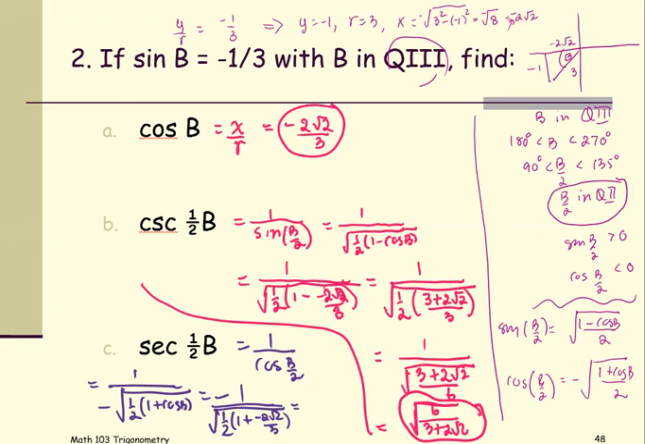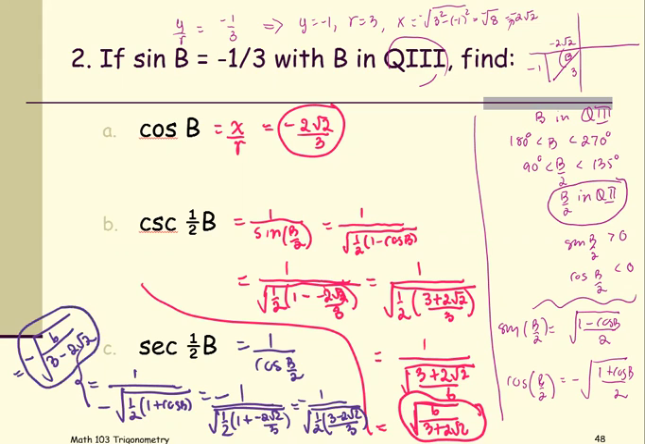Simplify the fraction inside there. We have negative 1 over square root of 1 over 2 times the quantity 3 minus 2 square root 2 divided by 3. And then clean up the numbers, flip the reciprocal. We're going to have negative square root of 6 divided by 3 minus 2 square root 2 as the exact value of the secant of B over 2.